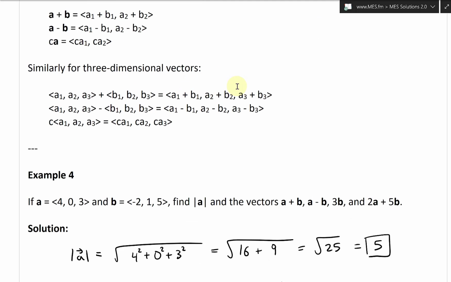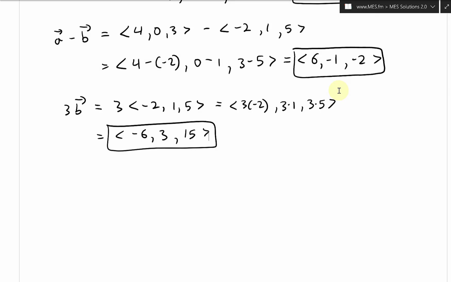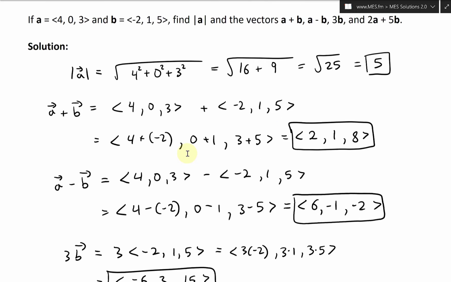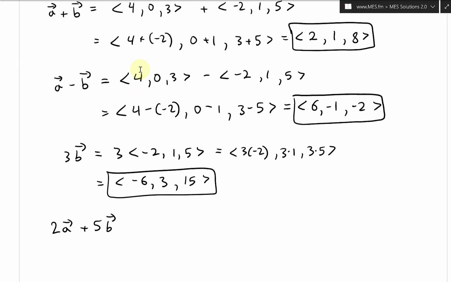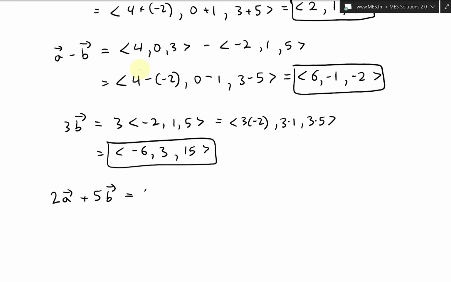All right, and now I think the last one, 2A plus 5B. So we'll write 2A plus 5 times the vector B. So again, A is 4, 0, 3, and B is negative 2, 1, 5. So this equals 2 times, let's for completeness write this out, 4, 0, 3, and then plus 5 times negative 2, 1, 5.